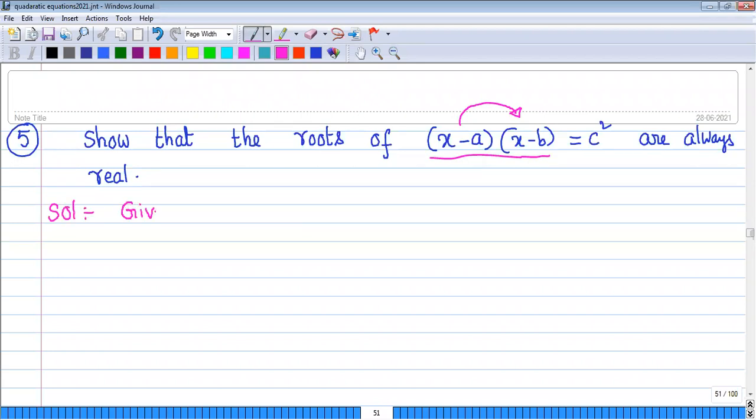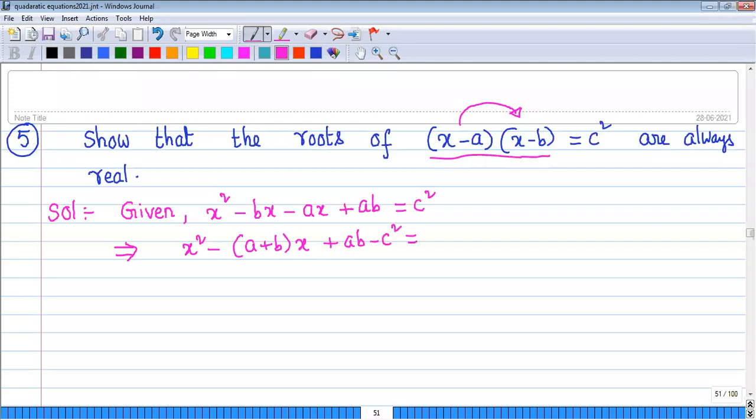Given, so this we can multiply like this: x square minus bx and minus ax, negative a into negative b, ab equals c square. Again, this can be rewritten as x square, take minus x common, we have minus of (a plus b) times x plus ab. So transpose c square to the left hand side, we get ab minus c square equals 0. Now it is in standard form.